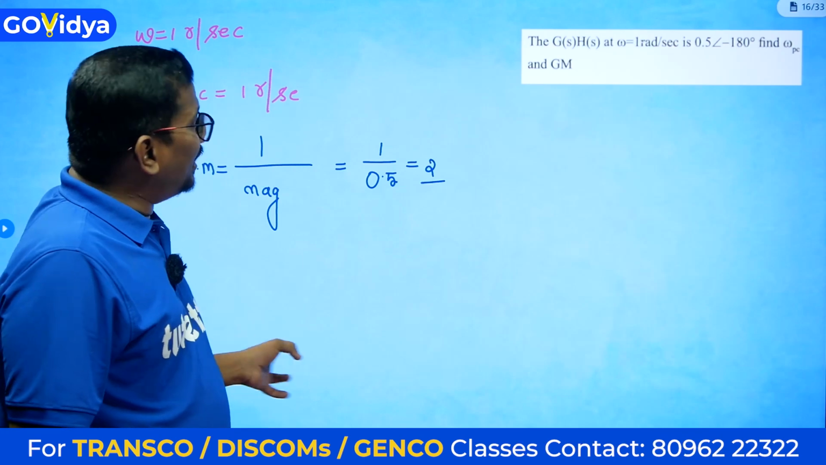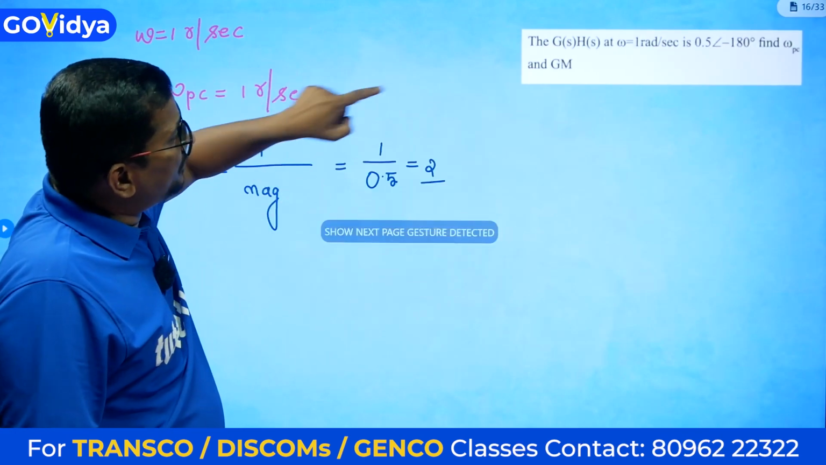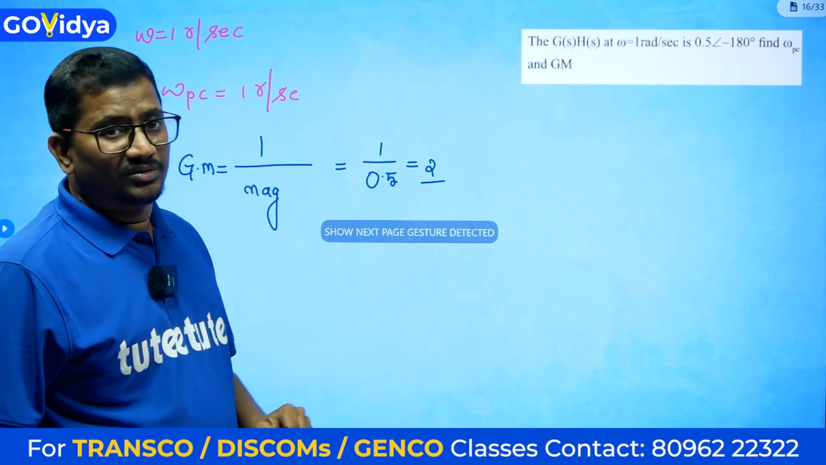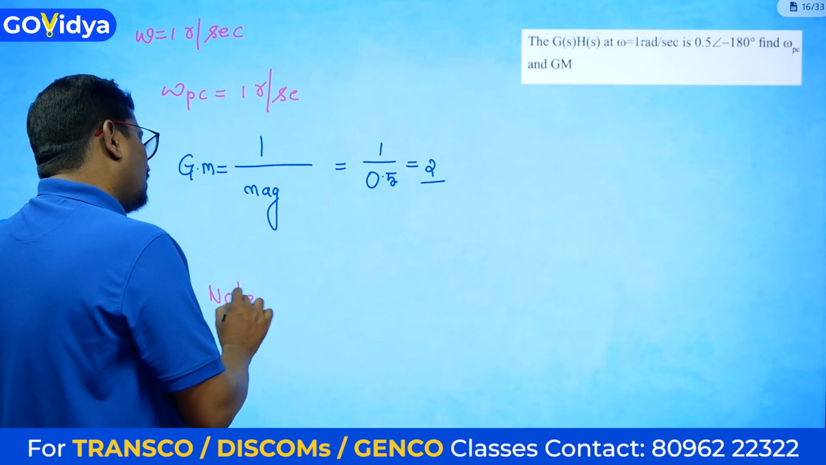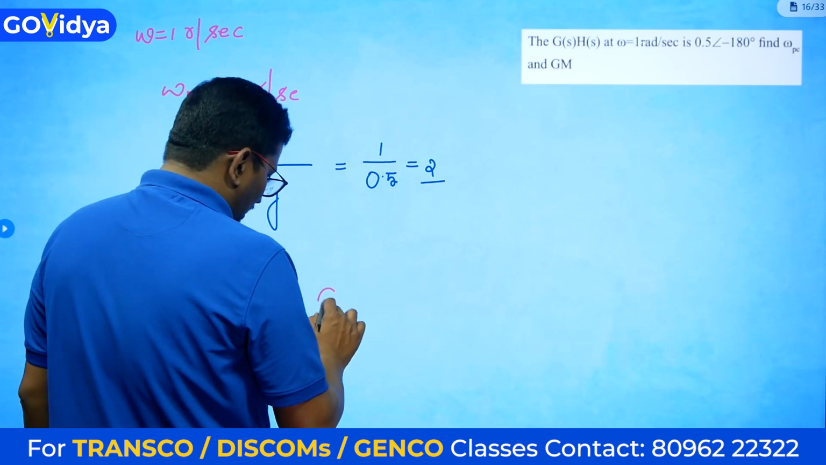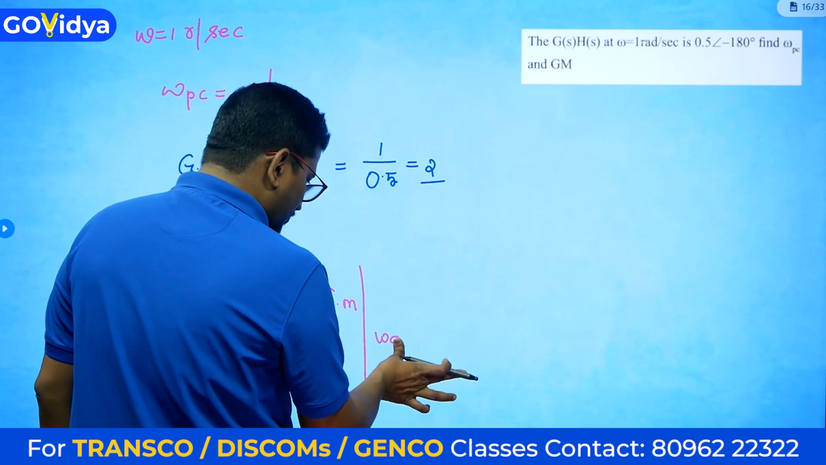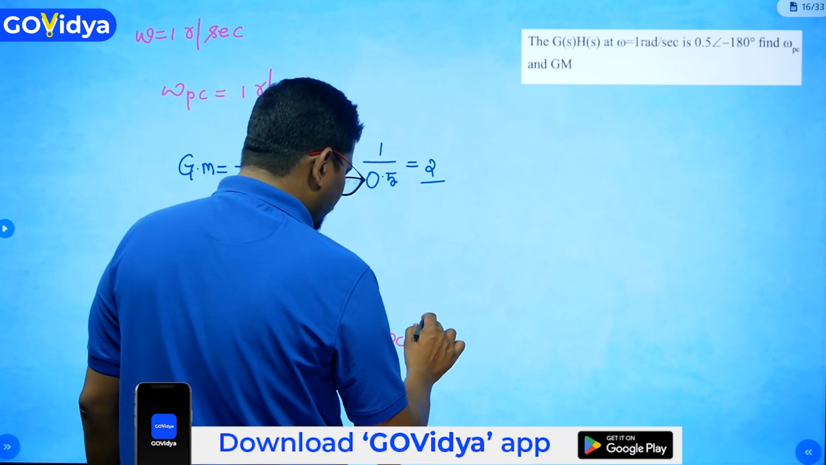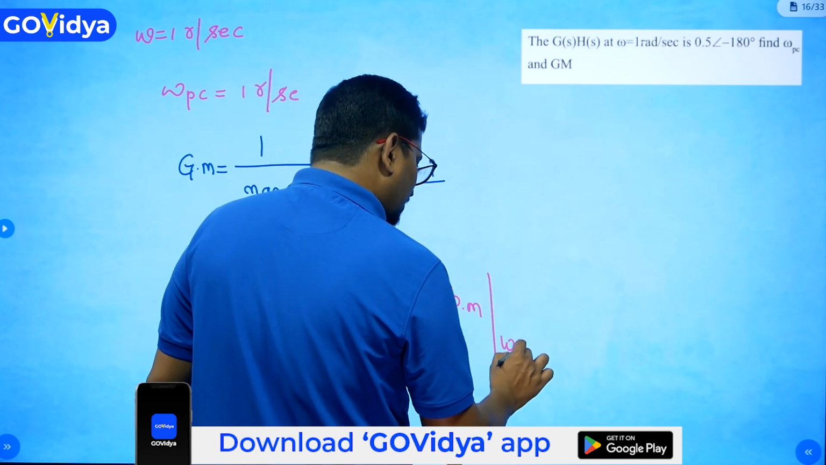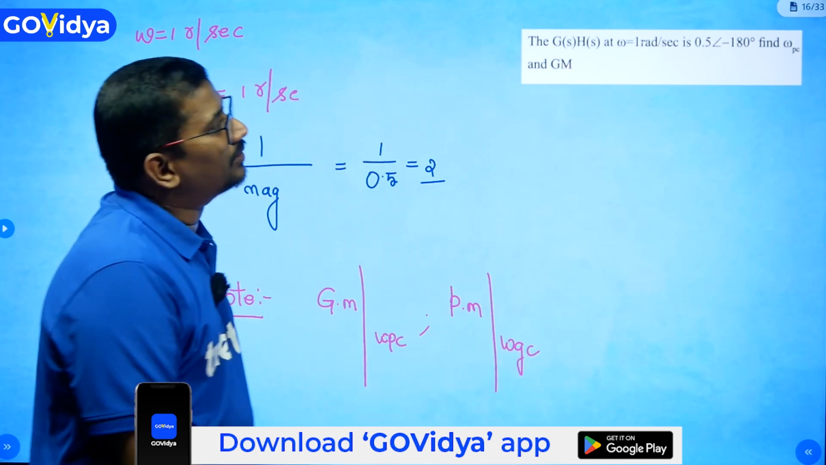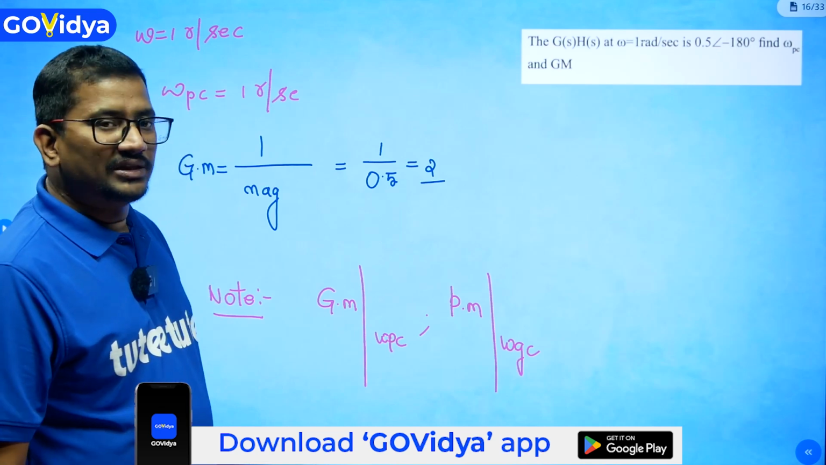Okay, so compare these two problems. At one frequency they ask you to calculate the phase margin, at another frequency they ask you to calculate the gain margin. You need to remember this note: gain margin we always calculate at omega PC, and phase margin we always calculate at omega GC. Never ever forget that. Now let us see the next question.